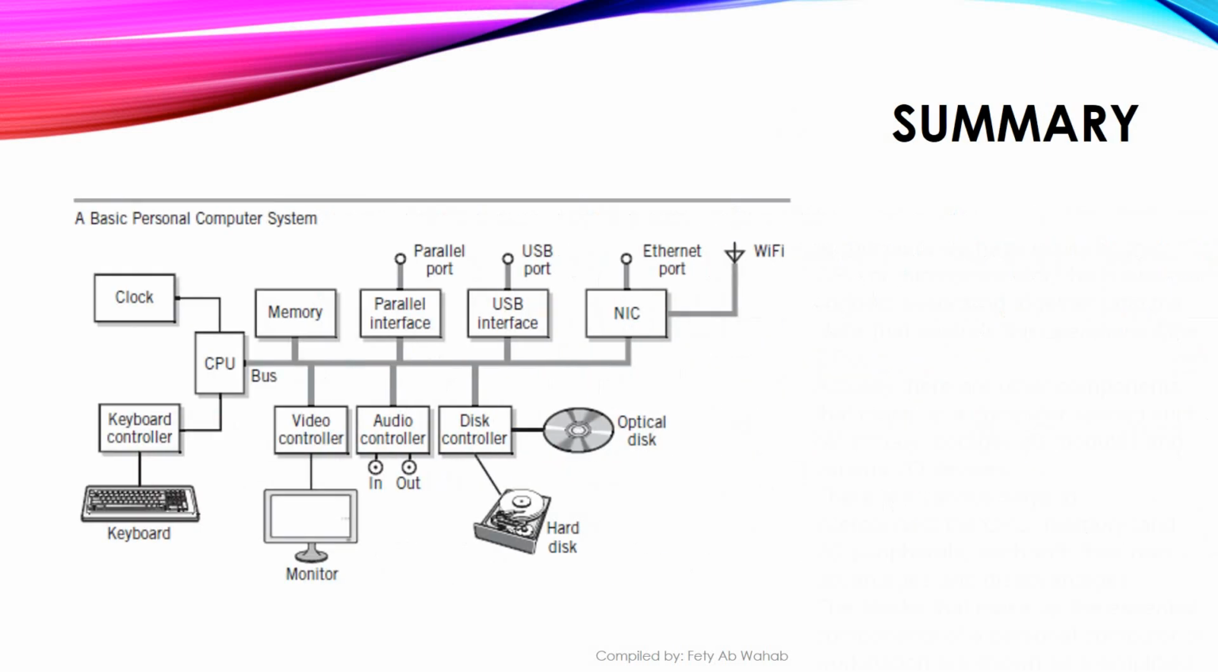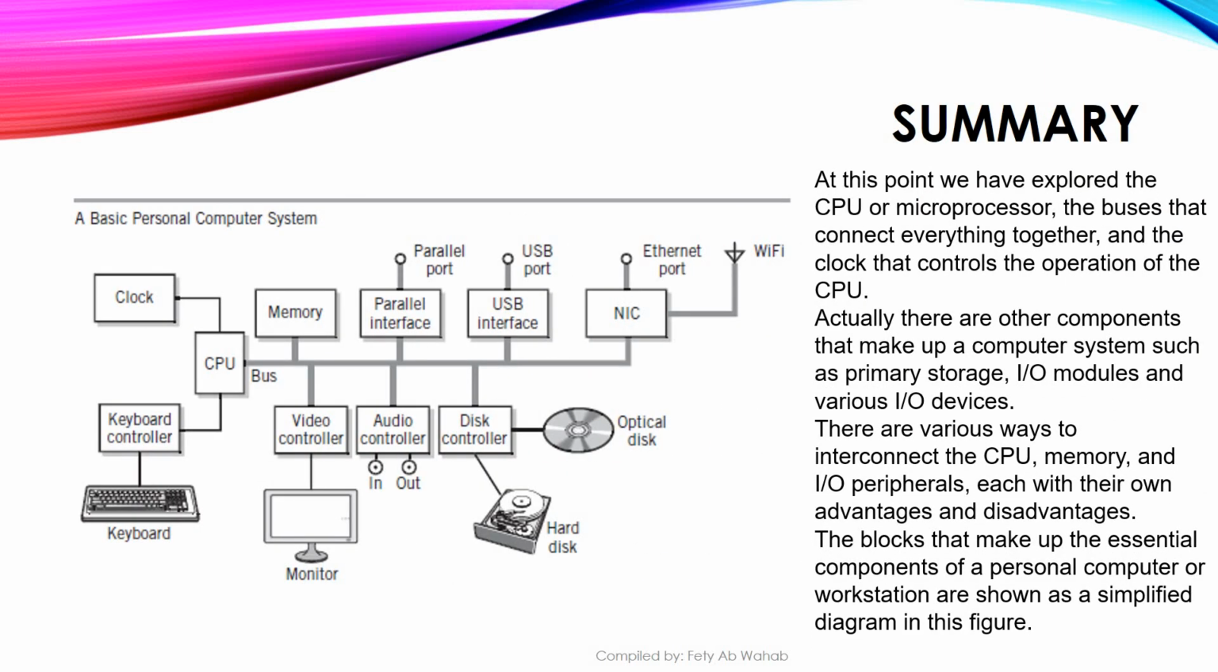Summary. At this point we have explored the CPU or microprocessor, the buses that connect everything together, and the clock that controls the operation of the CPU. Actually there are other components that make up a computer system such as primary storage, I/O modules, and various I/O devices. There are various ways to interconnect the CPU, memory, and I/O peripherals, each with its own advantages and disadvantages. The blocks that make up the essential components of a personal computer or workstation are shown as a simplified diagram in this figure.